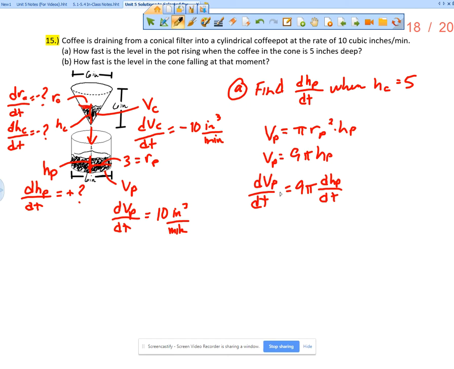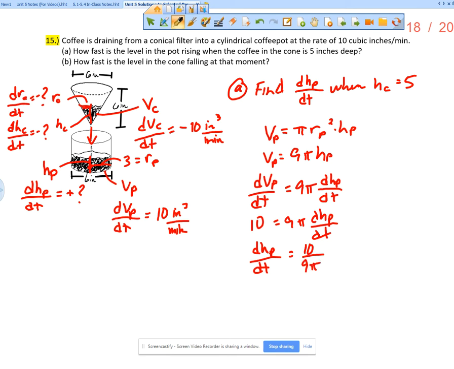So now, interestingly enough, if I want to find, what do I want to find? dH sub P dt. So I'm just going to divide by 9 pi. So what is dV sub P dt? That's positive 10 equals 9 pi dH sub P dt. So dH sub P dt is equal to 10 over 9 pi.